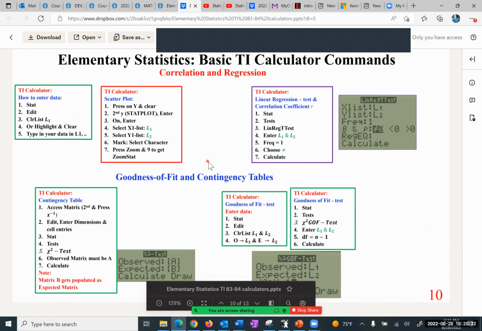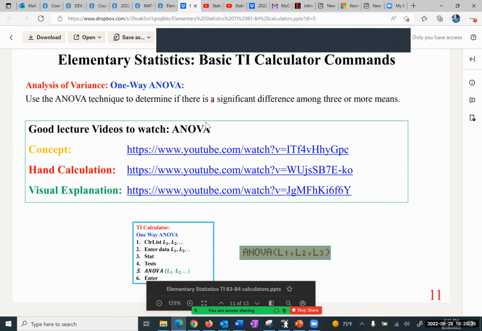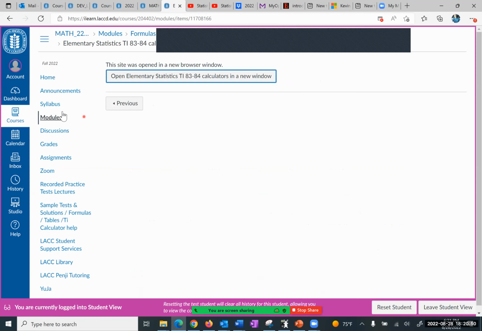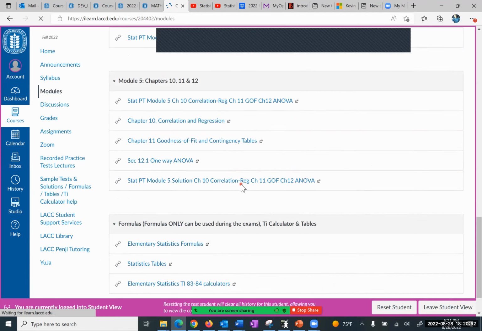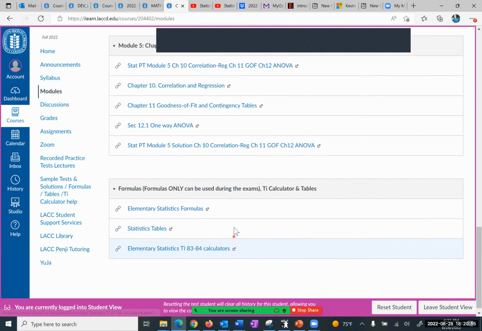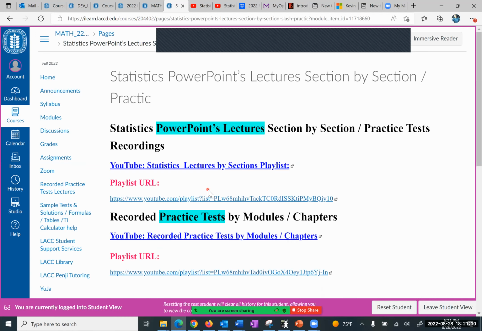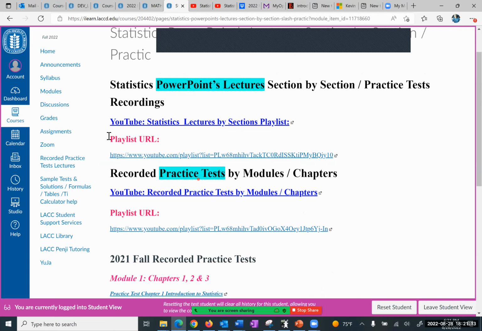So you want to pay attention to this very last module, which is a wonderful resource, everybody. These are many different calculators, including an online stat calculator called StatTrek. So going back to the modules, again, the very last one has tons of resources. The first one is MyOpenMath. The next one is all the recordings of my lectures, and the recordings of my lectures and practice tests.